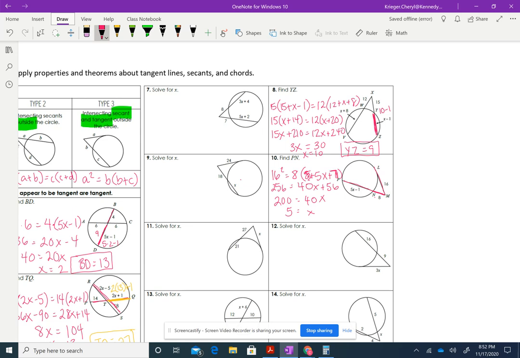And I'm trying to find PN. So that's the portion inside of the circle, right? My secant, but just the portion inside the circle. So that's 5 times 5 minus 1. So PN equals 24.